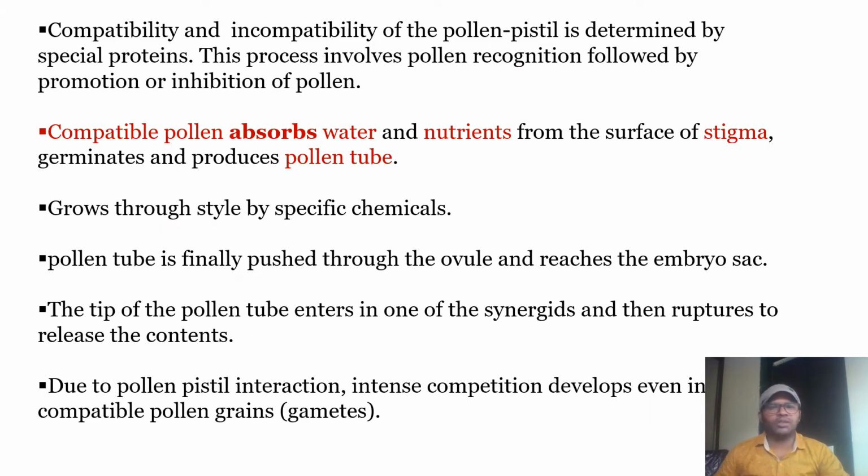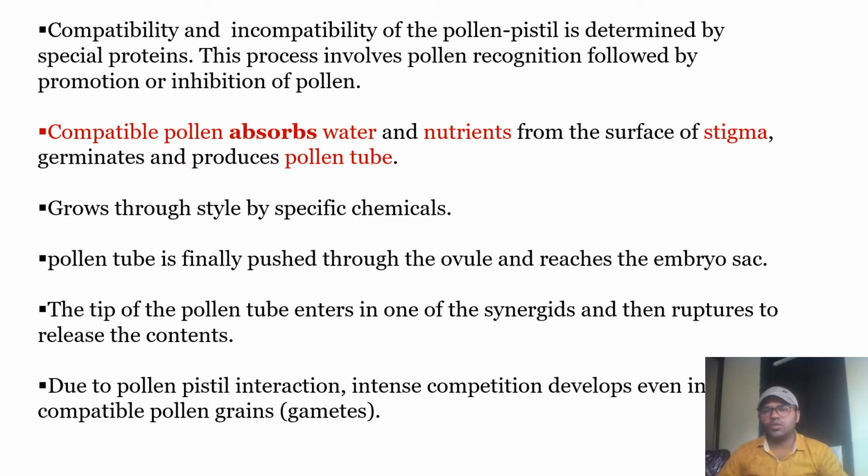So compatibility and incompatibility of pollen-pistil is determined by special proteins. This process involves pollen recognition followed by promotion, means it can allow the further procedure, or inhibition of pollen grain. Compatible pollen absorbs water and nutrients from the stigma and germinates to form pollen tube. Already I have told you.